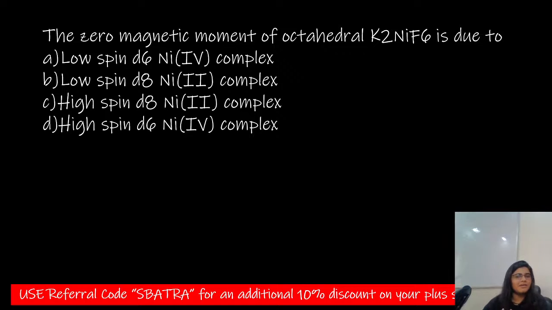The zero magnetic moment of the octahedral compound K2NiF6 is due to... these are the four options given for this question. You need to find out the correct reason for the zero magnetic moment of this octahedral compound.